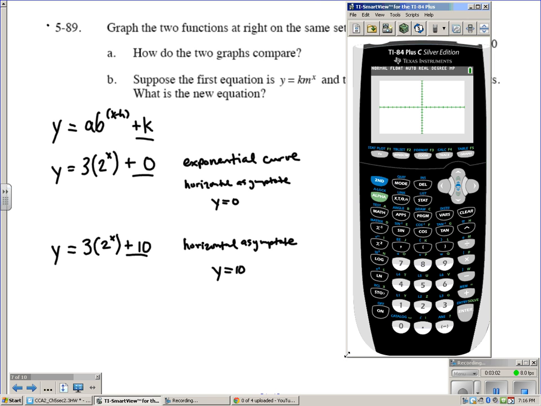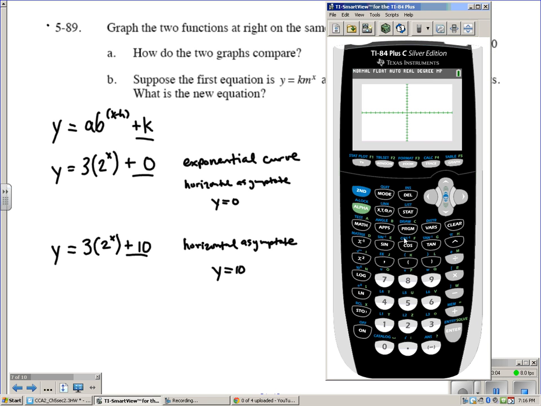So I've got my calculator out, and I'm going to go ahead and graph the first one, which is 3 times 2 to the power of x. Oops, let's delete that. So we'll graph that first one just so we can see what it looks like. Comes up here, goes up.